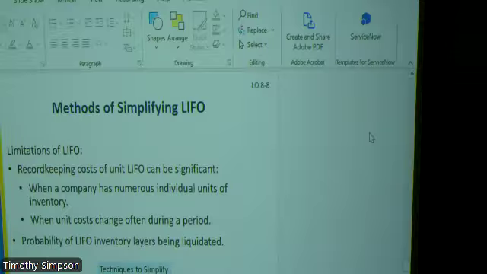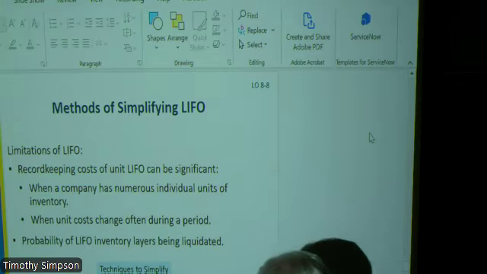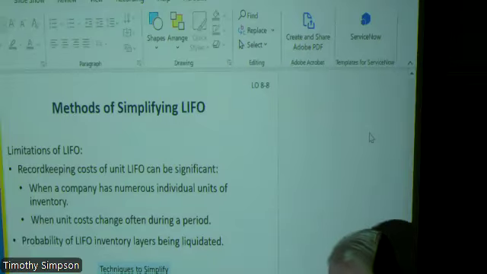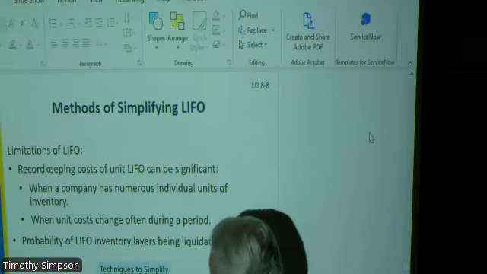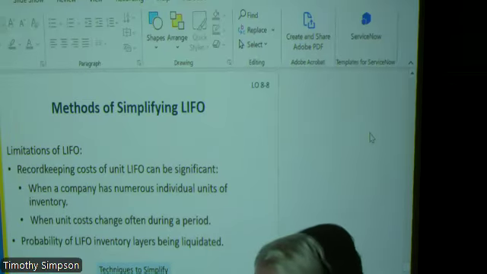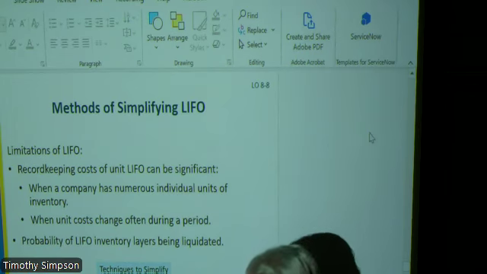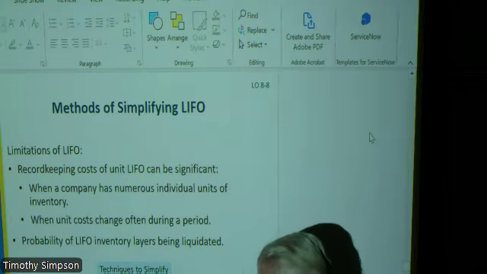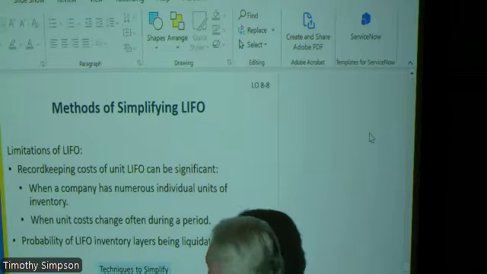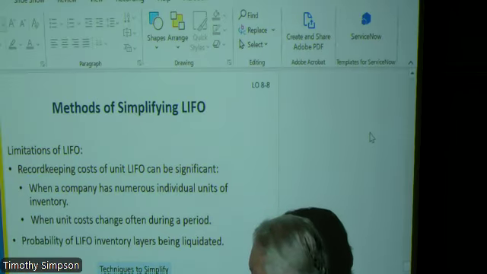There are a lot of different methods, and among those is what we call pooled LIFO. We create pools of assets, and by the way, accountants love to create pools of things: pools of assets, pools of liabilities, pools of debt, whatever the case might be. In this case, it's a pool of inventory. We group inventory together based upon some common characteristics, to simplify the accounting, because we're going to take an average cost within the pools. Otherwise, it would be endlessly nightmarish going forward.